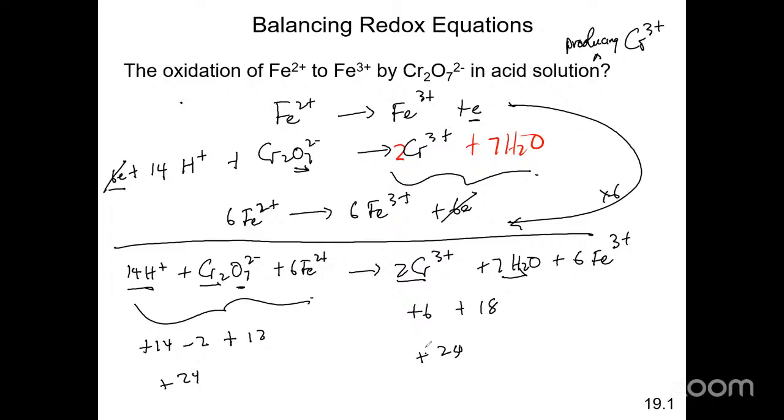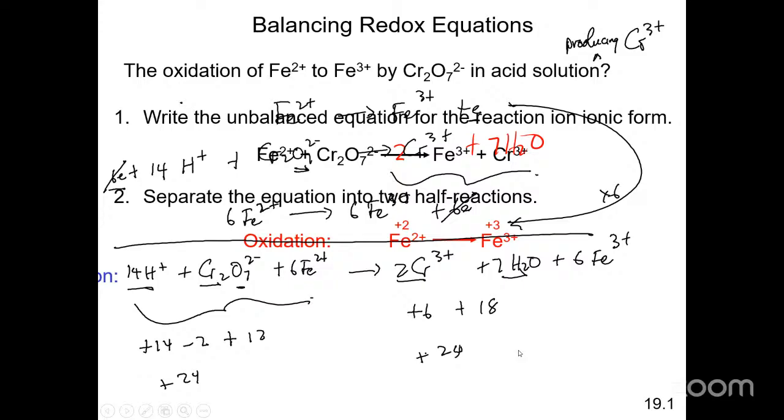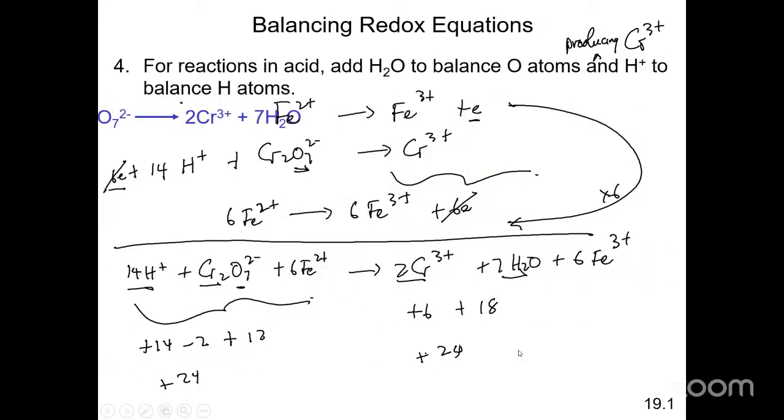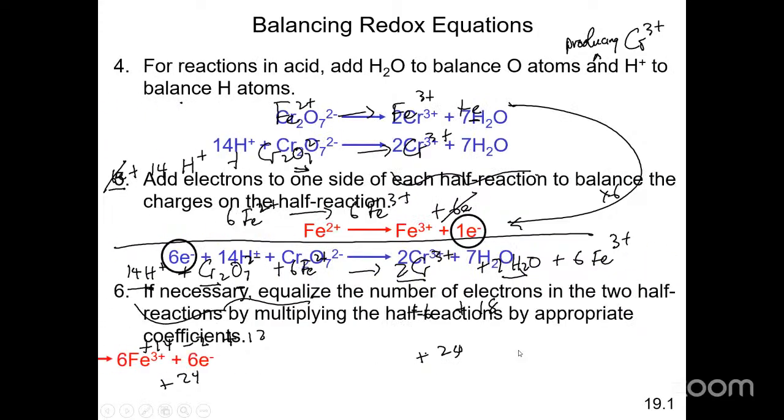All right, so let me see here. This is just going through the steps that we just did. I'll just skip all that.